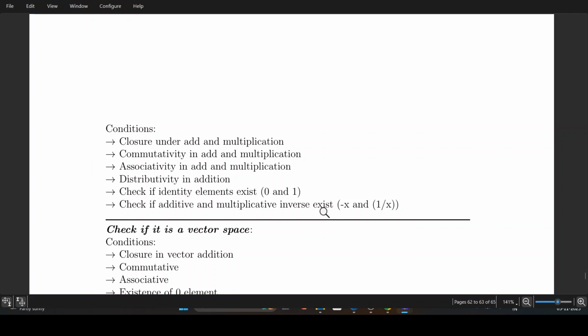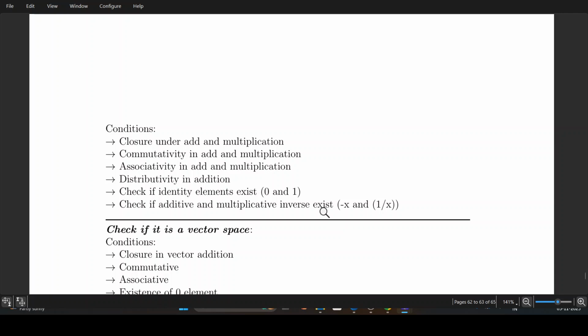Next is to check if identity elements exist, that is 0 and 1. So why are these identity elements? 0 is because any element x in the set, when added to the 0 element, gets the element itself, that is x plus 0 is x, and x into 1 is x.